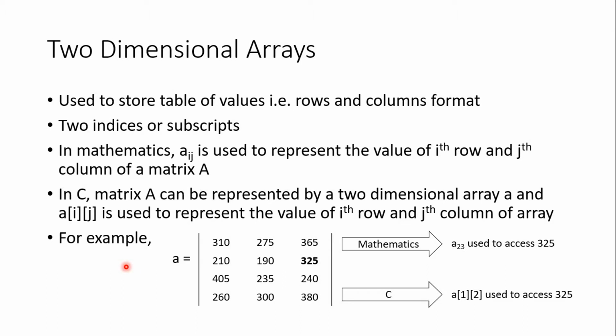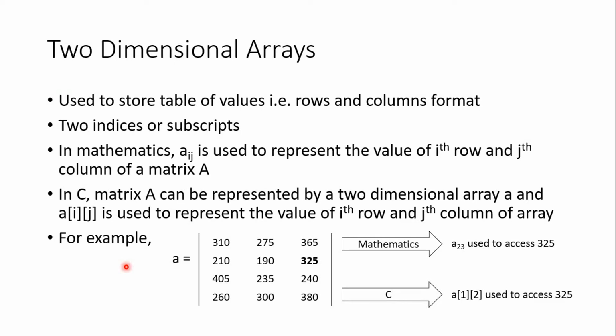Now I will explain two-dimensional array. Generally, two-dimensional arrays are used to store a table of same type values, meaning rows and columns format. So there are two indices used in a two-dimensional array. One is used to point the number of row and another is used to point the number of column. In mathematics, we are familiar with matrices.